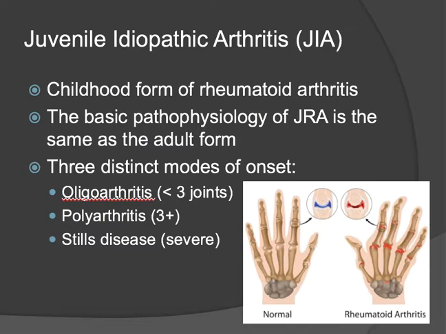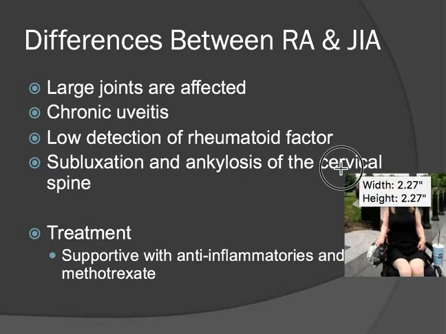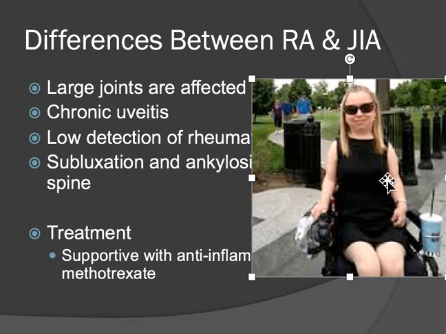So this would be like my aunt. I told everybody about my aunt. She had juvenile rheumatoid arthritis, when it was still called rheumatoid arthritis and not idiopathic arthritis, by the way. But hers was just in some of her hand joints, and so she had this oligoarthritis. Polyarthritis is in 3 or more. Still's disease is a particular form that is very severe, and I think I have a picture. Yeah, this girl has Still's disease. Her large joints are affected, and she has arthritis in.